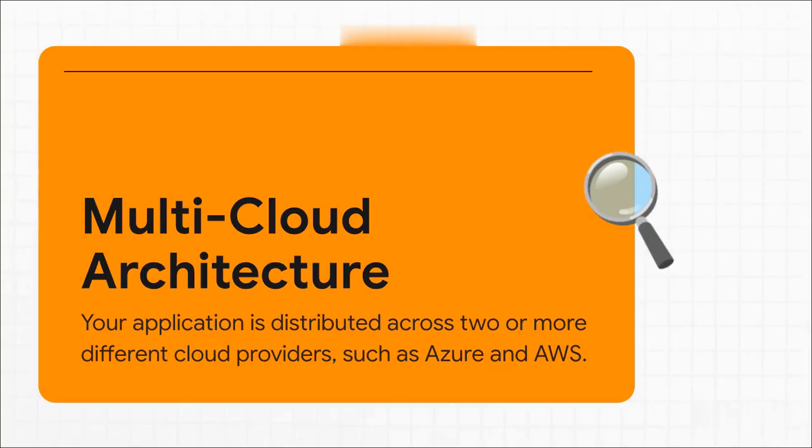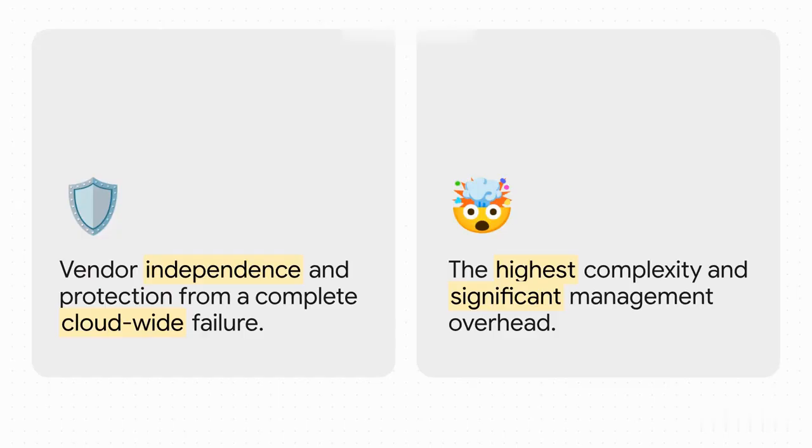Multi-cloud means you're not just in different regions, you're using different companies. You might run your main service on Azure, but you have a complete disaster recovery setup ready and waiting on Amazon Web Services. This is that secure vault in another country. The upside here is just unmatched resilience. You're independent. If one cloud provider has a global meltdown or suddenly changes their pricing or terms, you have an escape hatch.